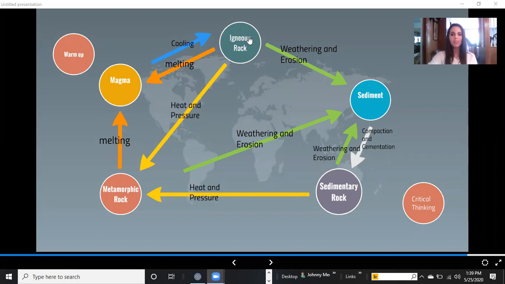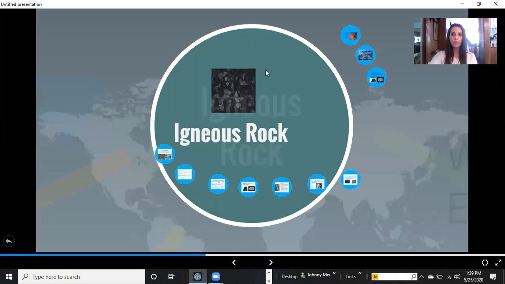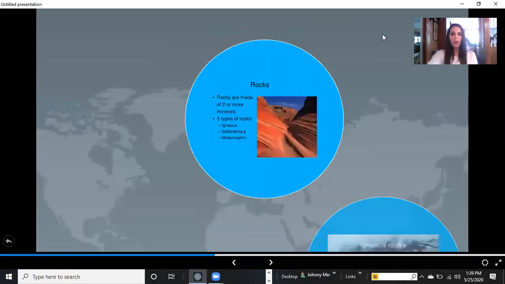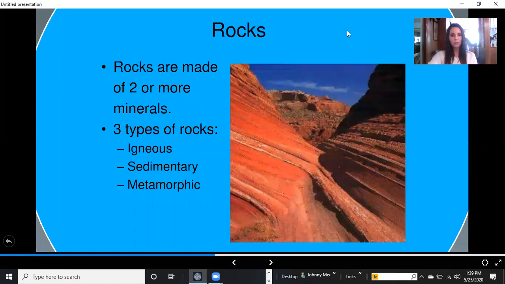So let's begin with igneous rock. So rocks are made of two or more minerals. So that's the difference between minerals and rocks. Rocks are made of minerals. Minerals are made of elements in the periodic table.